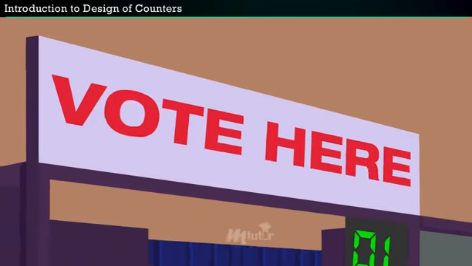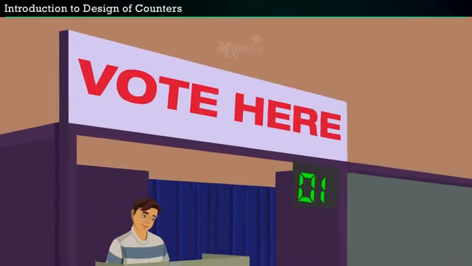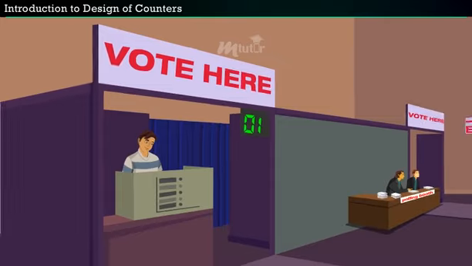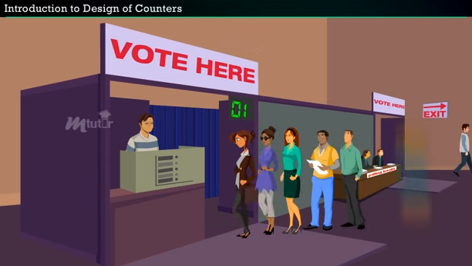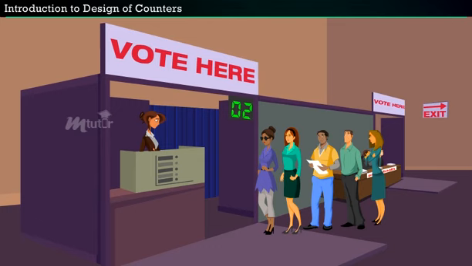Before heading into the topic, let us look at an analogy. Scenario 1. In a voting booth, there are counters at the entry gate or door. These counters count the number of people entering the booth. For entry of each person, the value of the counter increases by 1.